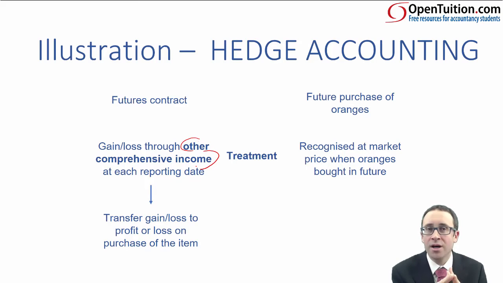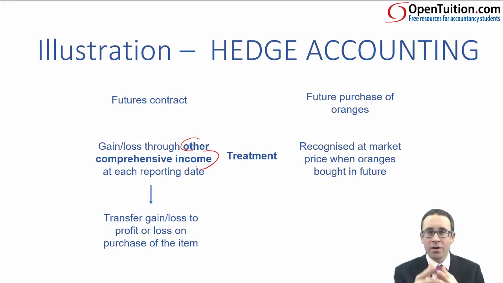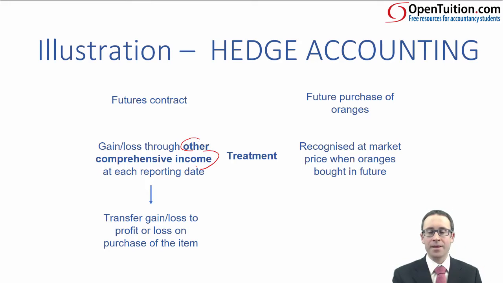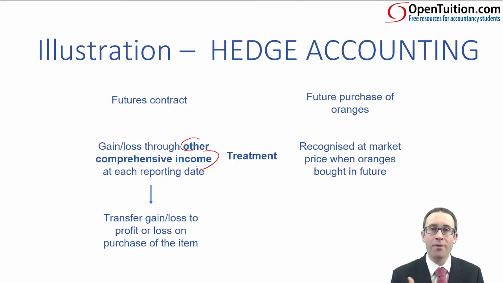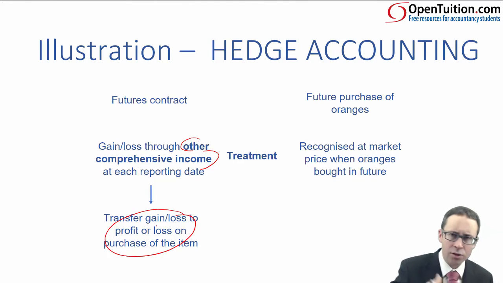You put that into OCI. Whether it's a gain or a loss, you're sitting on the gain or the loss. It goes to other comprehensive income because you're hedging specifically. And then what happens? You buy the oranges in the future, and then that gain or loss that's hidden within other comprehensive income will then be transferred to profit or loss.